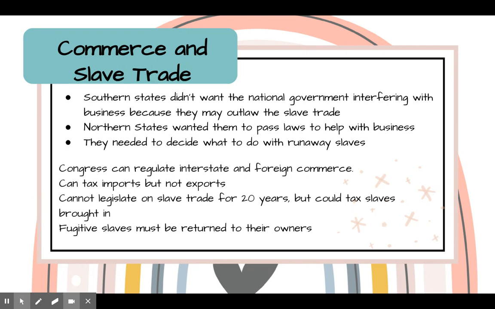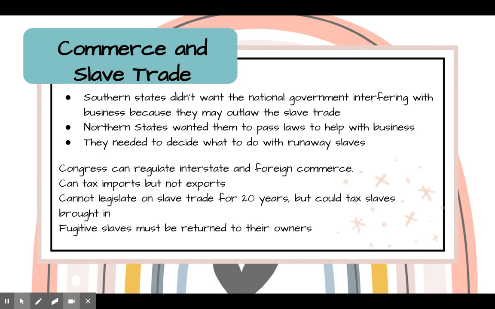So they decided that Congress can regulate interstate and foreign commerce. They can tax imports, so the things we bring in, but they cannot tax exports, the stuff that we send out. They also put a ban on any legislation for the slave trade for 20 years. So it was kind of like, we're going to put this on pause for 20 years and we'll come back to it later. But you could tax the importation of slaves or enslaved people.